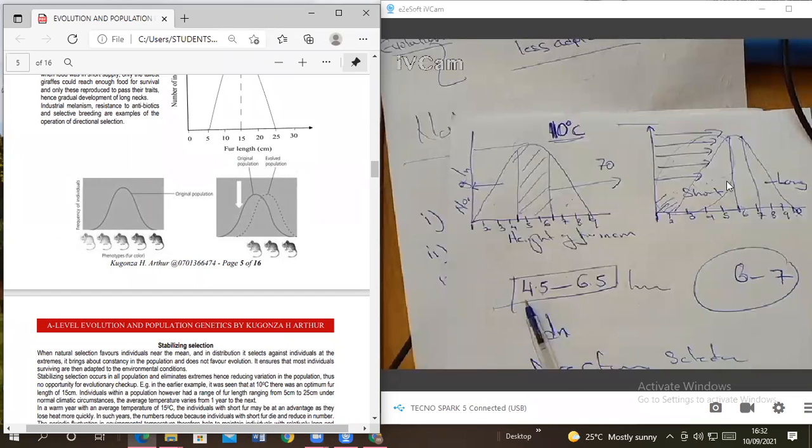Therefore, like the graph I have been drawing, you realize that our mean was between 4.5 to 6.5. But due to the directional selection pressure, which was acting against the individuals with short fur, because the temperature has decreased to 10 degrees Celsius, this means that now here Talemwa is asking, where does the 10 centimeters fur come from?